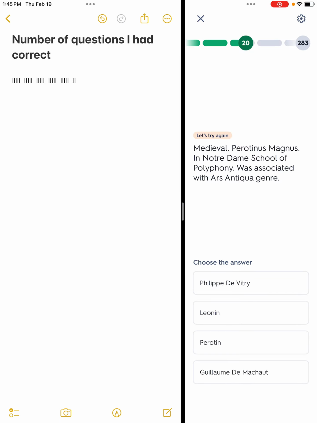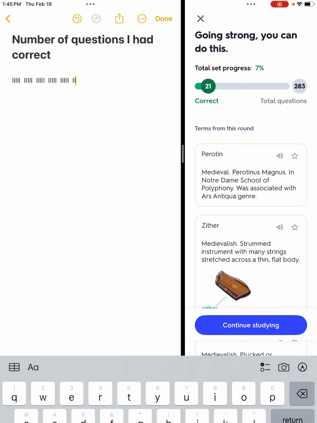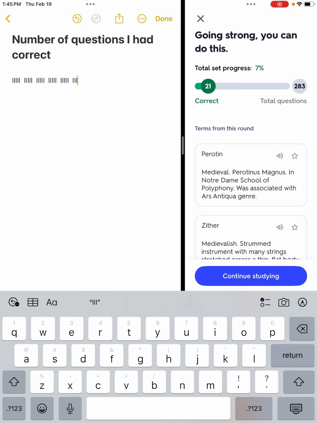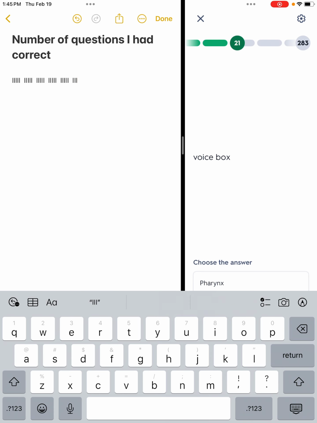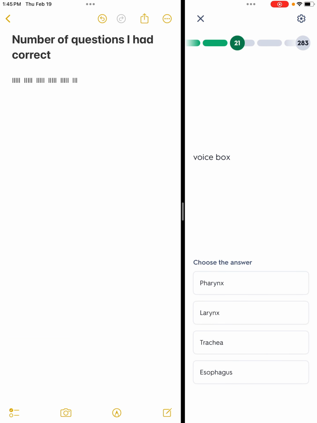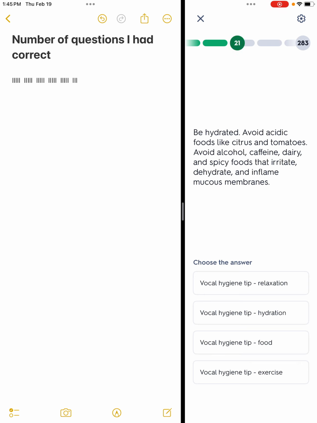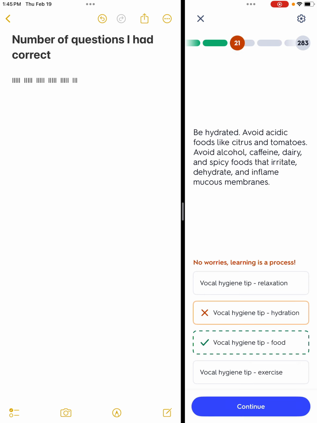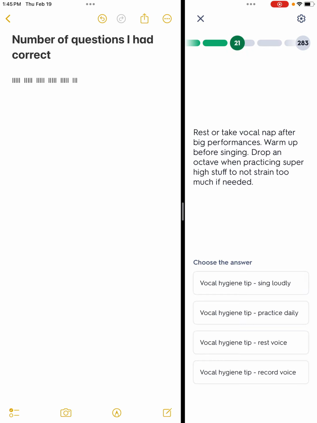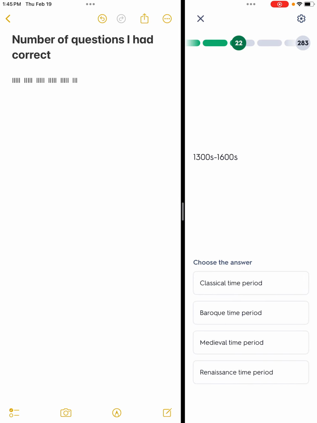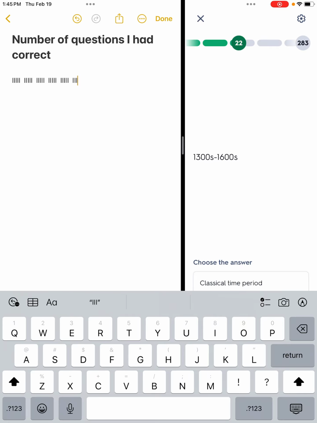Medieval. Voice. Pharynx. Larynx. Best of voice. That one is another correct.